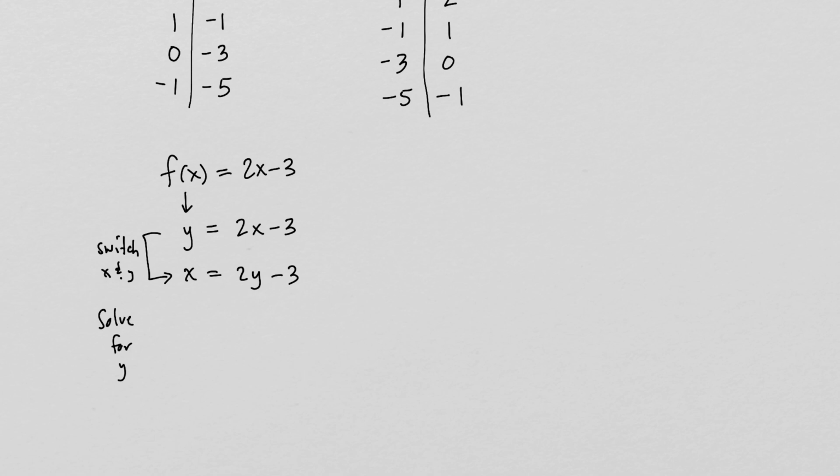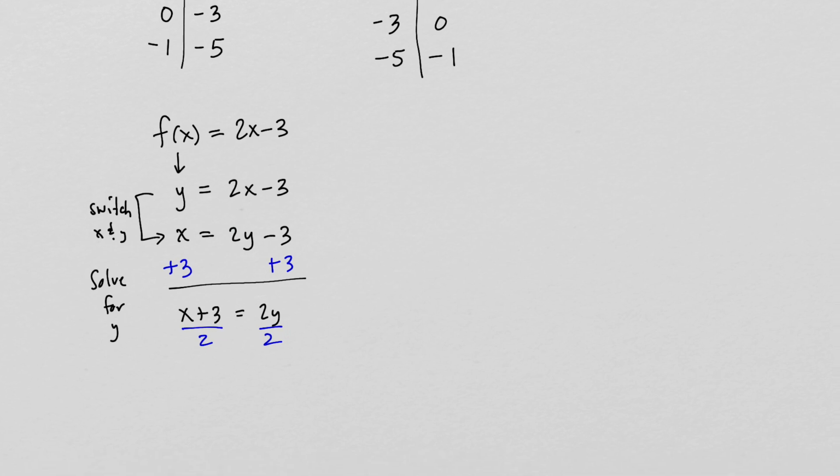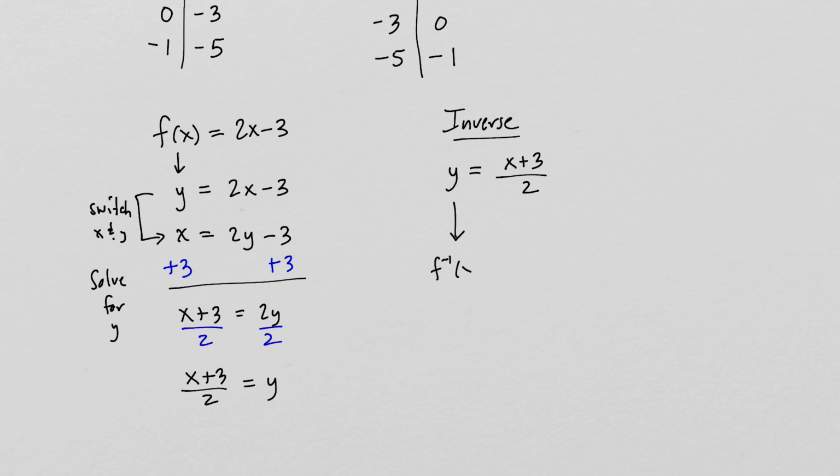To solve for y here, I'm going to add 3 to both sides. This gives us x plus 3 equals 2y. And then we'll divide by 2. This gives us (x plus 3) divided by 2 is equal to y. So our inverse is this equation: y equals (x plus 3) divided by 2. And now we're just going to rename this as f inverse of x.